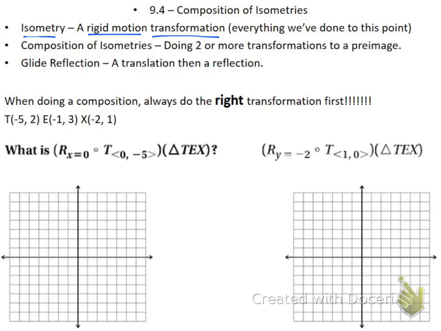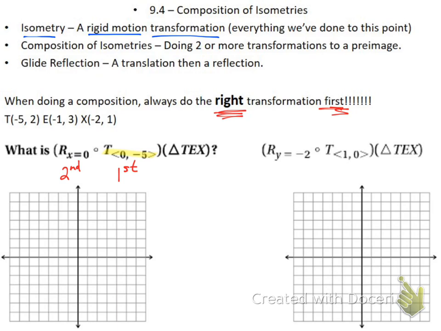And so when we're doing a composition, we always do the right transformation first. So it's weird and it's hard to get out of the habit of doing that. So in this first example, the translation is the thing I want to do first. The reflection is the thing I want to do second. It's always the thing on the right first, then the thing on the left. So it's opposite the way we read, and so sometimes that can be difficult to do.